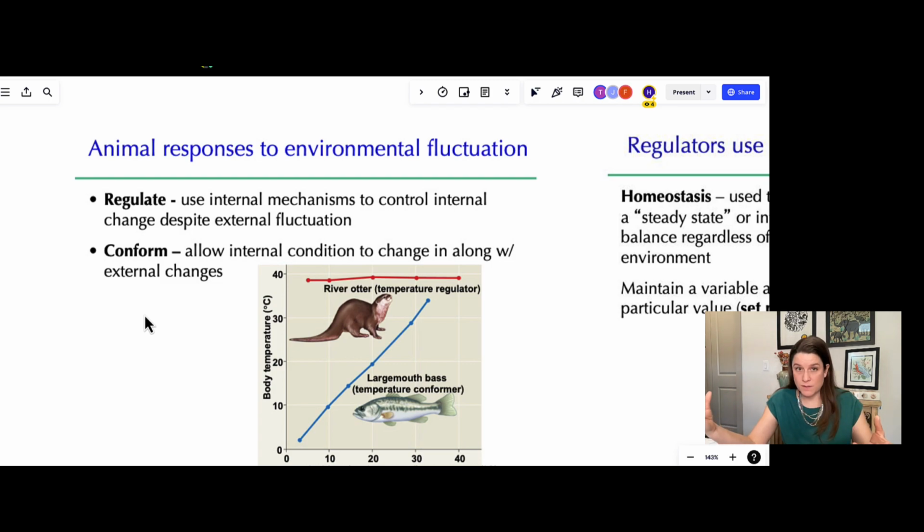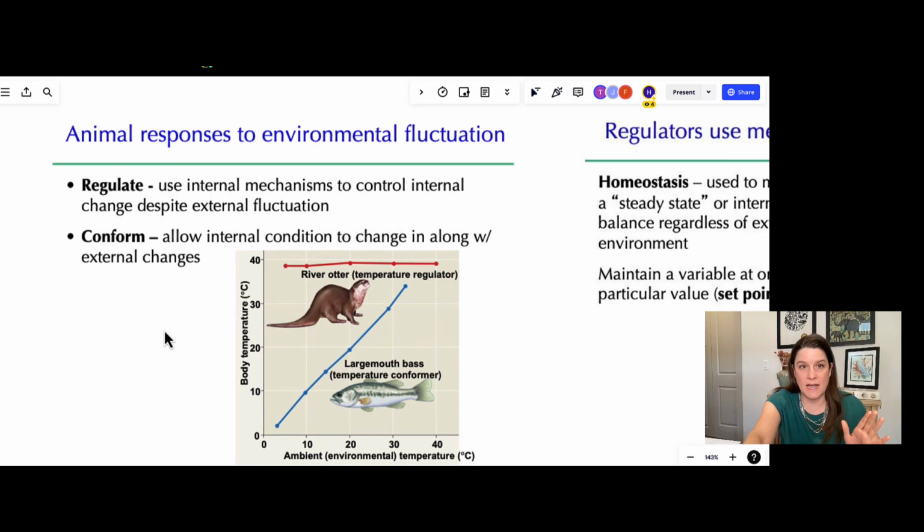Then you have conformers, which basically will fluctuate with the environment. Most animals will be regulators for some things and conformers for other things, right? So it's not like a blanket, you're a conformer or regulator. It just depends on what you're looking at.